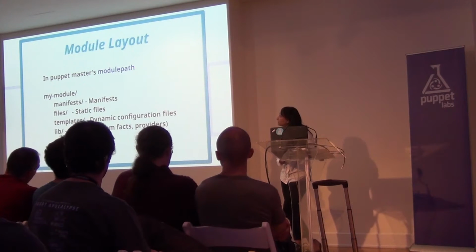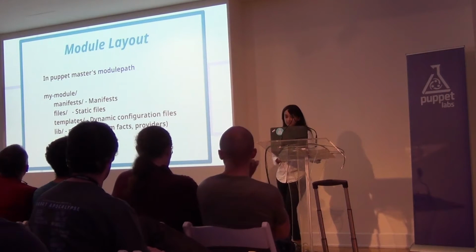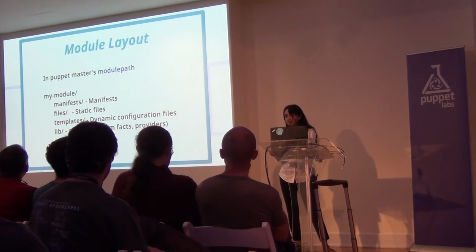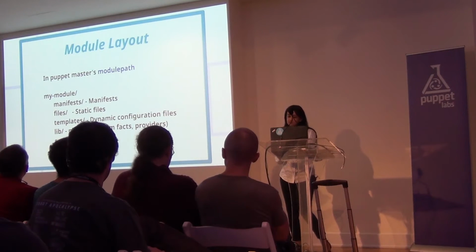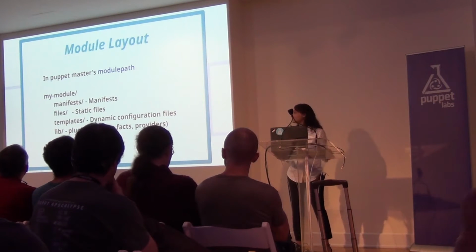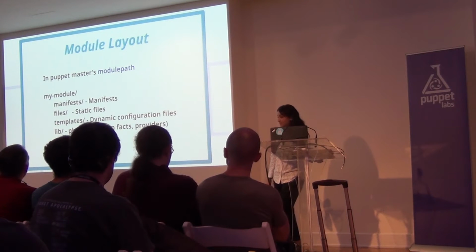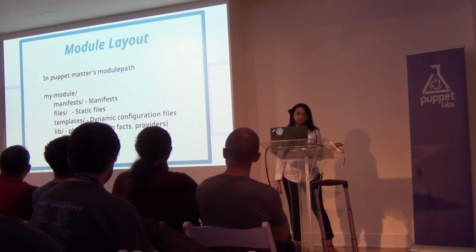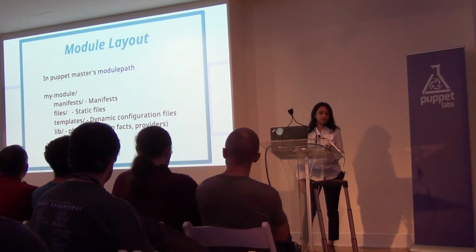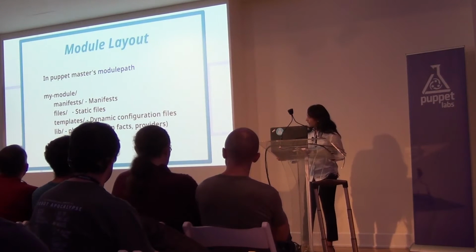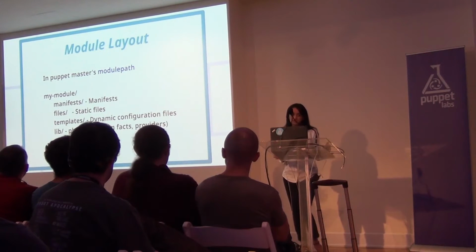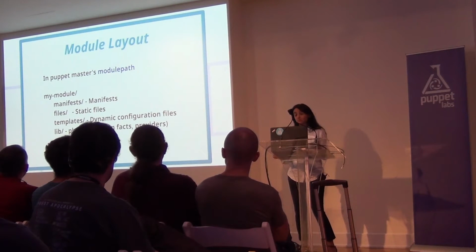So this is what a typical module's layout is like. In the Puppet Master's module path, there's a directory whose name matches the name of the module that you want to create. So in this case, there's a module called My Module, and the directory name should obviously be the same. Under that, there's a manifests directory, which contains your classes, parameterized classes, defined types, all of that stuff. And the files directory contains static files. These can be your service start scripts, stop scripts, whose content doesn't change.